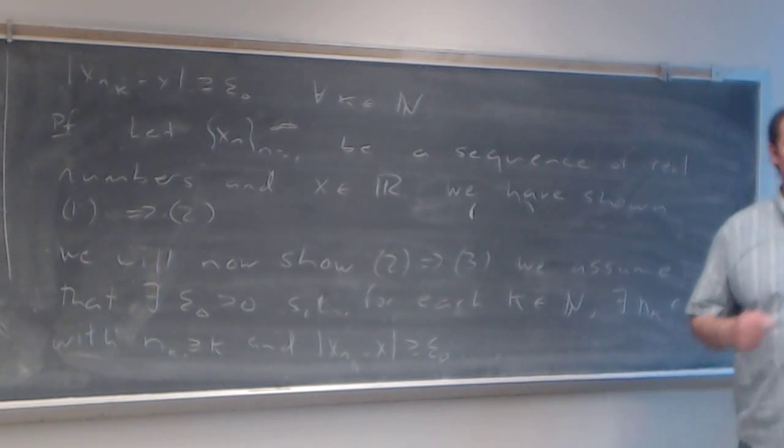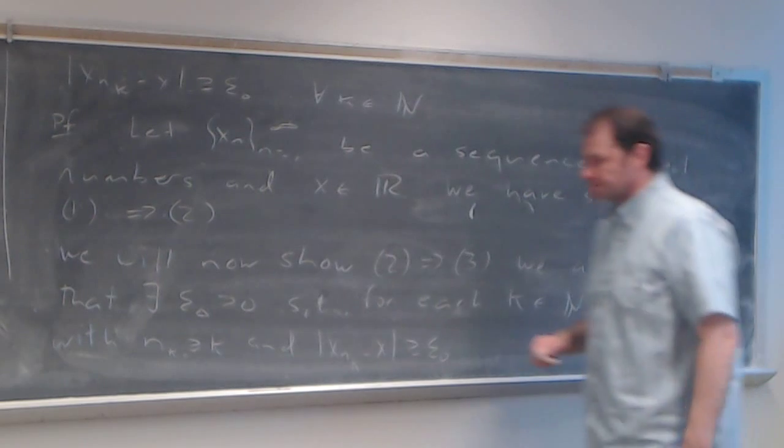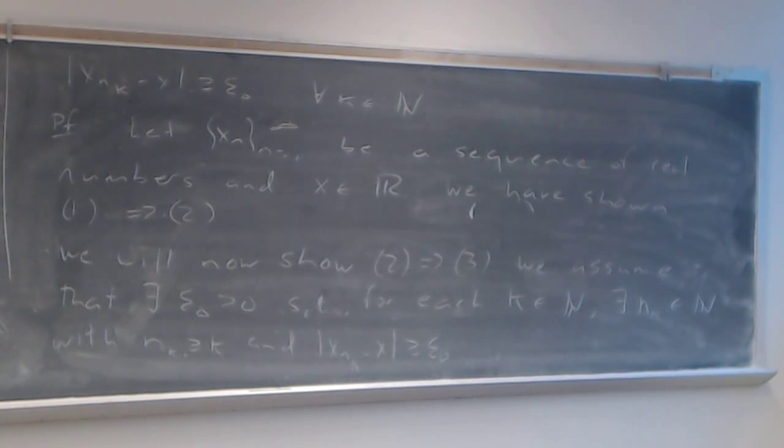What are we trying to do? We're trying to show that there is some subsequence of x sub n, such that none of the terms of the subsequence are within epsilon naught units of x. That's what we're trying to do. And we can do that from 2. What are we assuming with 2? We're assuming this, that there is some epsilon naught, such that no matter what k we look at as a natural number, there's some spot bigger than or equal to k, such that the term in that spot from the original sequence has distance from x bigger than or equal to epsilon naught.